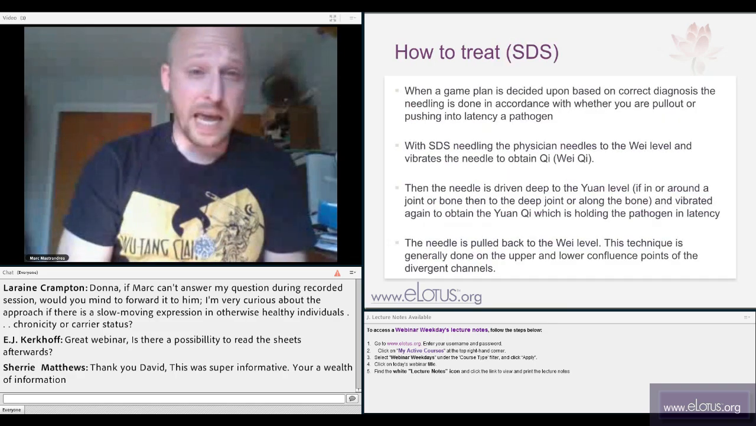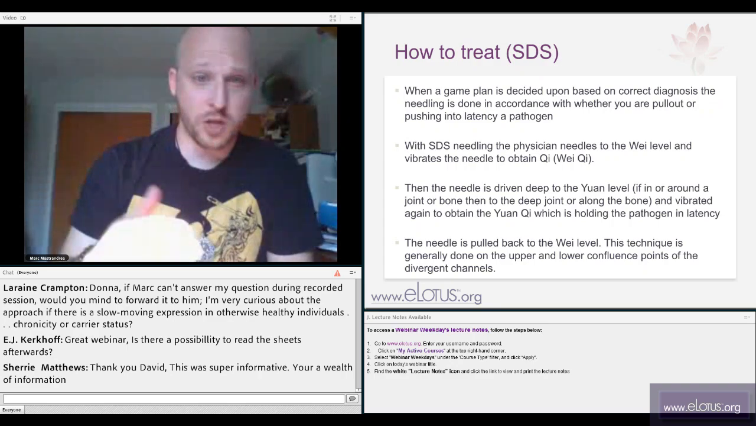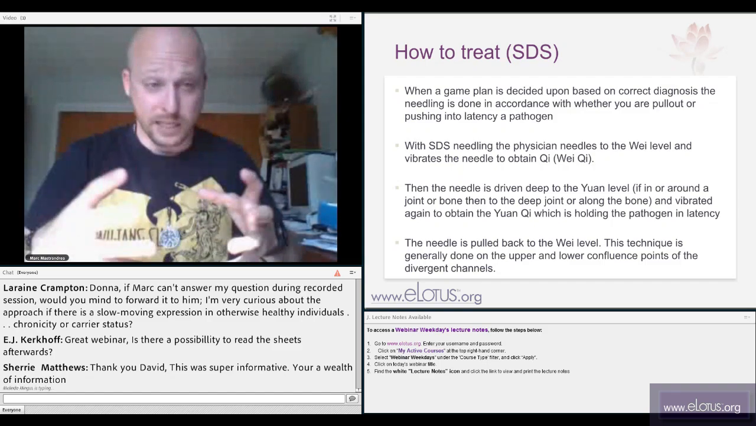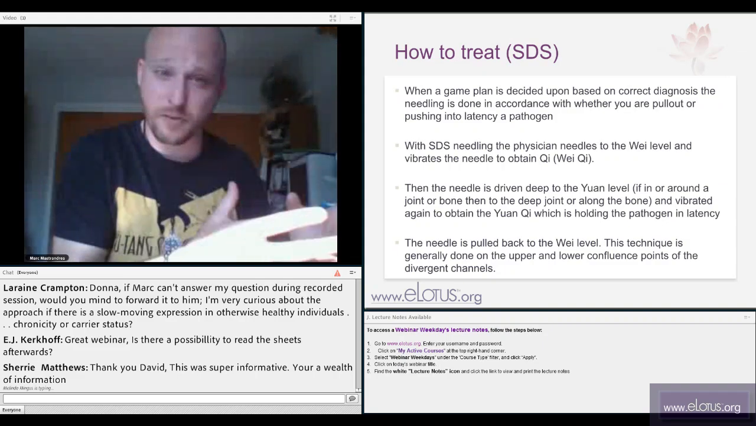So when a game plan is decided upon based on the correct diagnosis, the needling is done in accordance with whether you want to pull it out, whether you can pull it out, is it in that surface, or whether you have to push it into latency and consolidate fluids to try to push it up or hold it in latency until the person can revive.